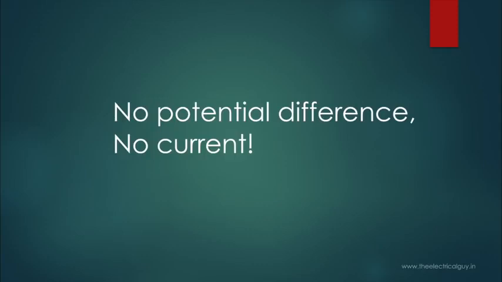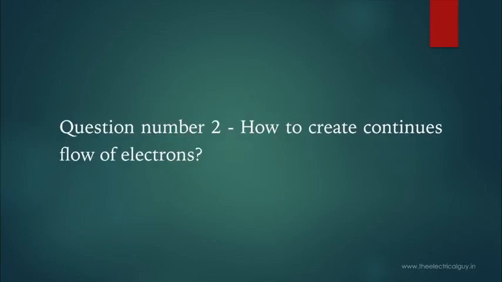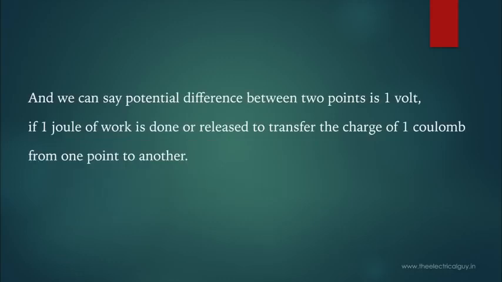So our second question was how to create continuous flow of electrons, and the answer is potential difference or voltage. Of course, the unit of potential difference will be volt. And we can say potential difference between 2 points is 1 volt if 1 joule of work is done or released to transfer the charge of 1 coulomb from one point to another.